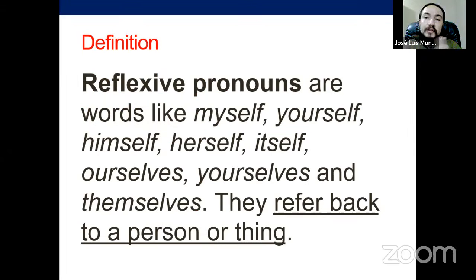Now, let's read the definition. Okay, now we know that reflexive pronouns are words like myself, yourself, himself, herself, itself, ourselves, yourselves, and themselves. All of those are reflexive pronouns. They refer back to a person or a thing, okay? Referring back, the idea of reflection, right? Coming back, or even emphasis, again, take that into account. So these are reflexive pronouns.